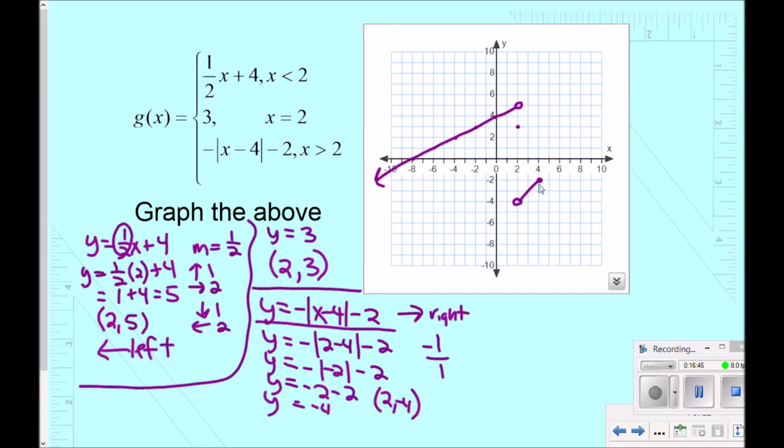And I'll do that a couple times. So down 1 to the right 1, down 1 to the right 1, down 1 to the right 1, and so forth. And now I have the other side of my absolute value graph. And all those together do pass the vertical line test. So therefore, this is a function. This is my piecewise function.